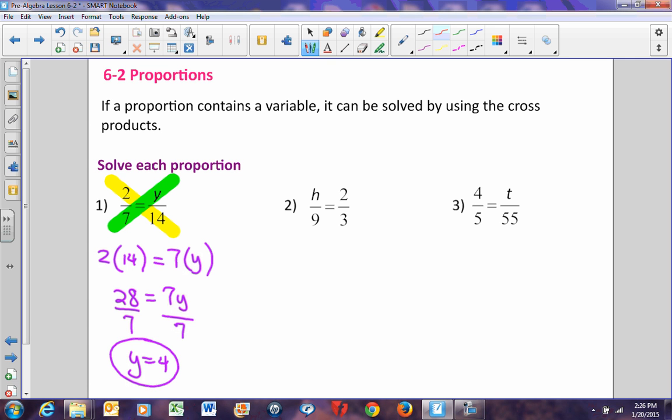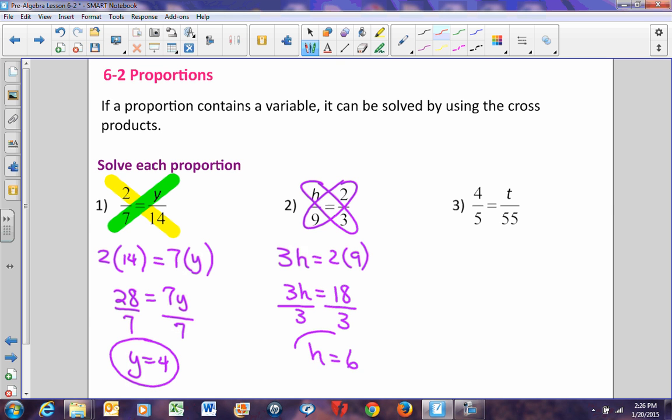Again, using cross products, I will have 3 times h equals 2 times 9. And yes, I know you can do this in your head, but I do want you to show it on your paper because I need to make sure that you are setting up your cross products properly. You'll have better luck remembering how to solve a proportion if you write it out properly. So here we have 3h equals 18. Divide by 3 to get h by itself, and h will equal 6.